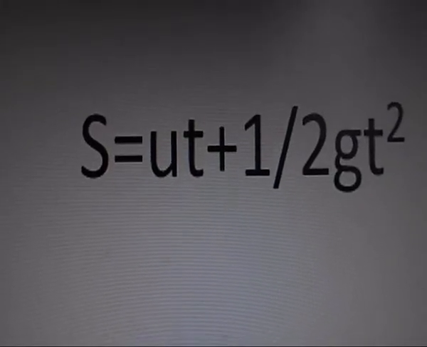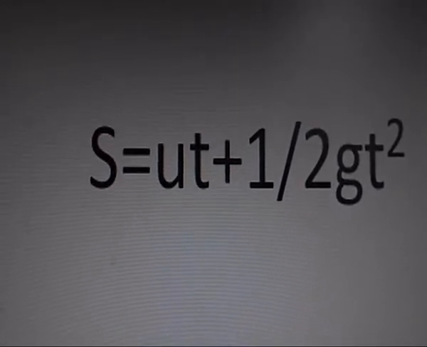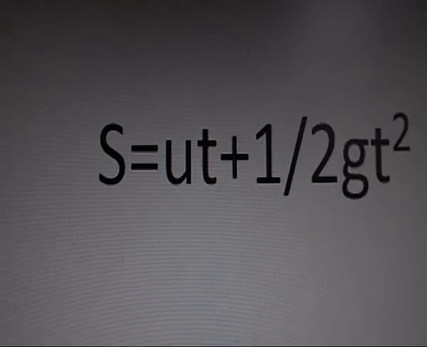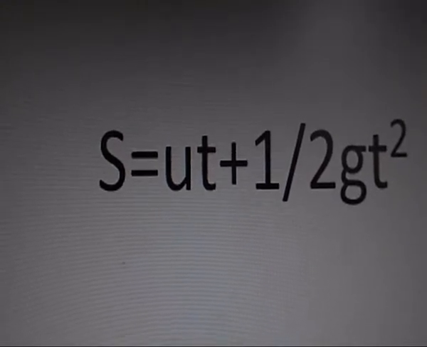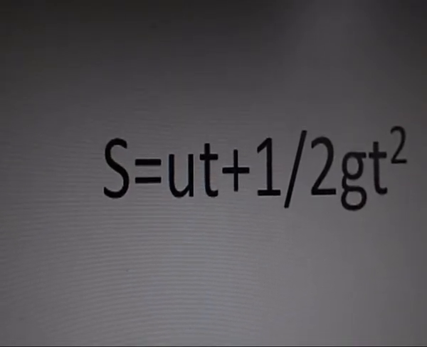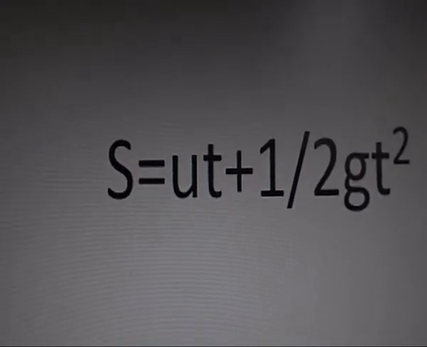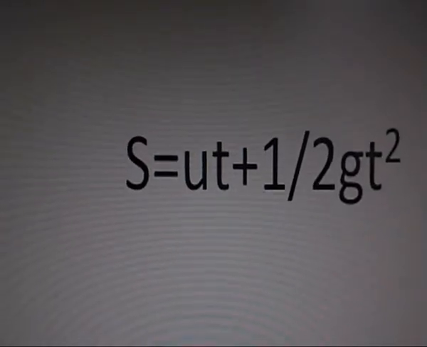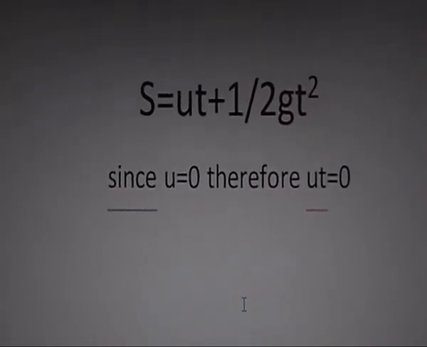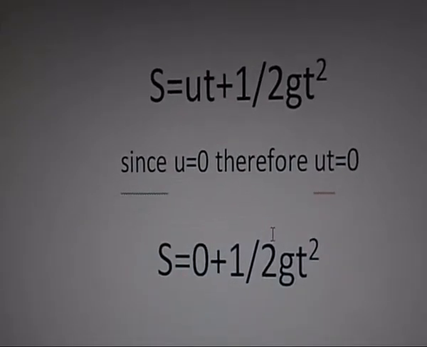To calculate the value of g, we will use this equation of law of motion, also known as the distance formula. S is equal to ut plus half gt square, where S is the distance traveled, u is the initial velocity, g is the acceleration, and t is the time during which acceleration was active. Since initial velocity is 0, the term ut is equal to 0. Therefore S is equal to 0 plus half gt square.